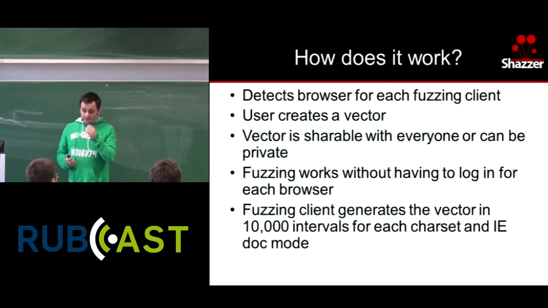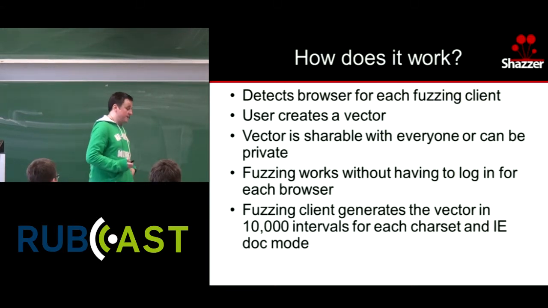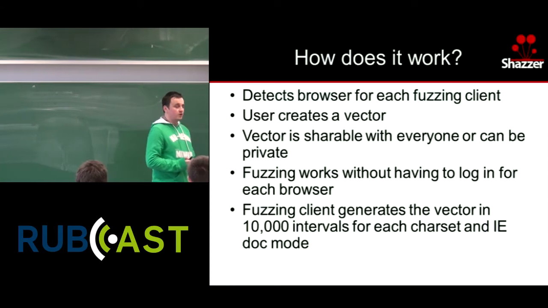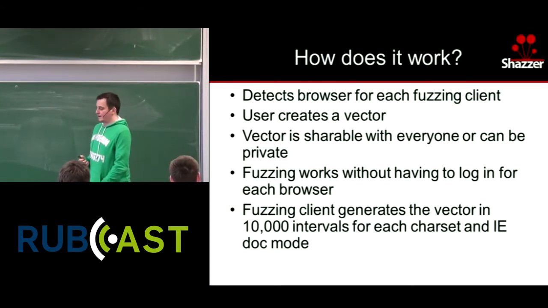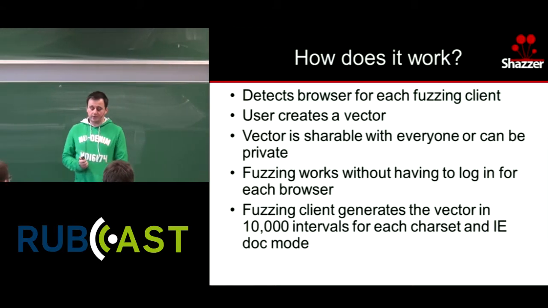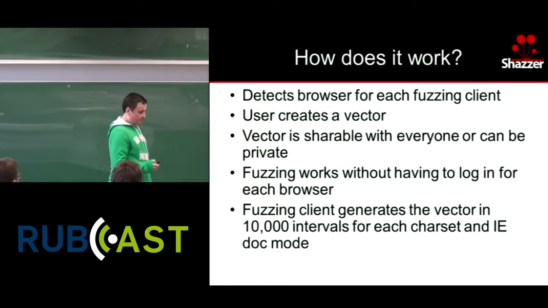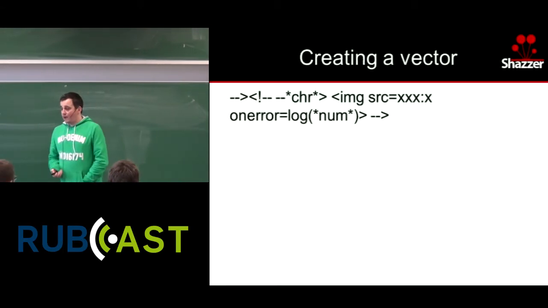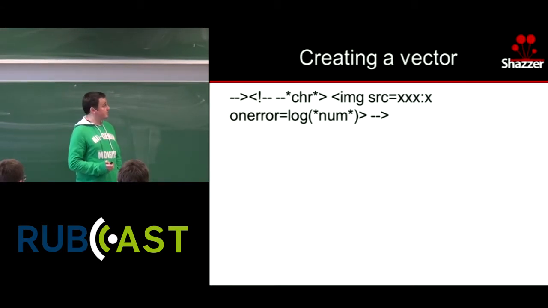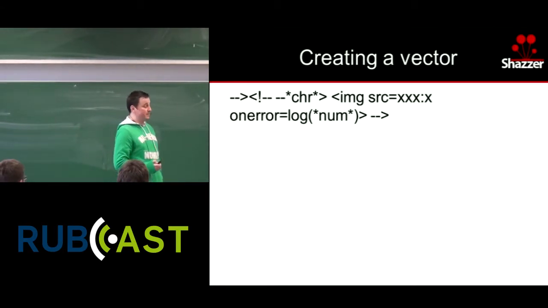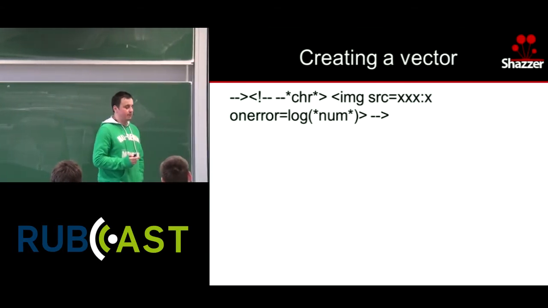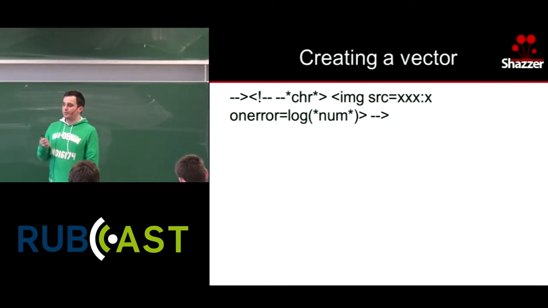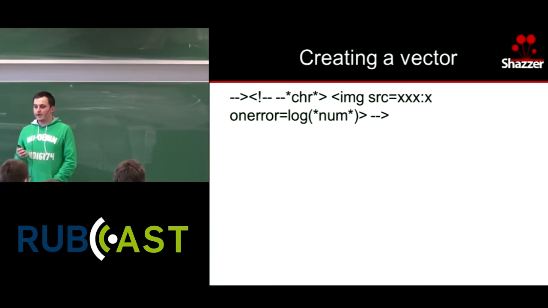The fuzzing client itself generates the characters in 10,000 character intervals. The reason I chose 10,000 characters was based on my own testing. I found that 10,000 characters performed better. It also limits the memory overhead on my own server, which I don't want to exceed. So here's an example of how to create a fuzz vector. This specific example is XSS-based, but you can apply these techniques to other areas, which I'll leave to your imagination. Basically, it works with placeholders.